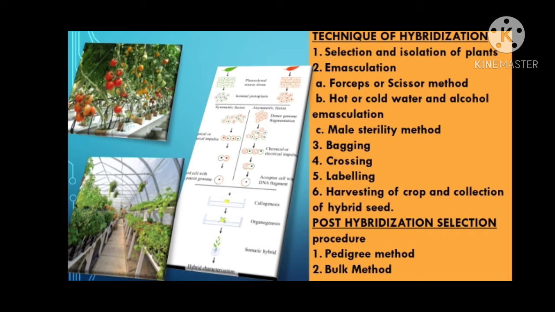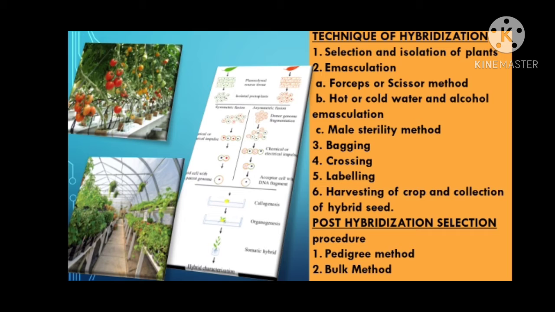Next is harvesting of the crop and collection of hybrid seed. The bags are removed and the crossed heads of desirable characters are harvested and collected with their attached labels separately in envelopes. After complete drying, they are threshed individually and preserved as such. In the coming season, these seeds are sown separately to raise the F1 generation. The plants of the F1 generation are progenies of crossed seeds and therefore are hybrids.